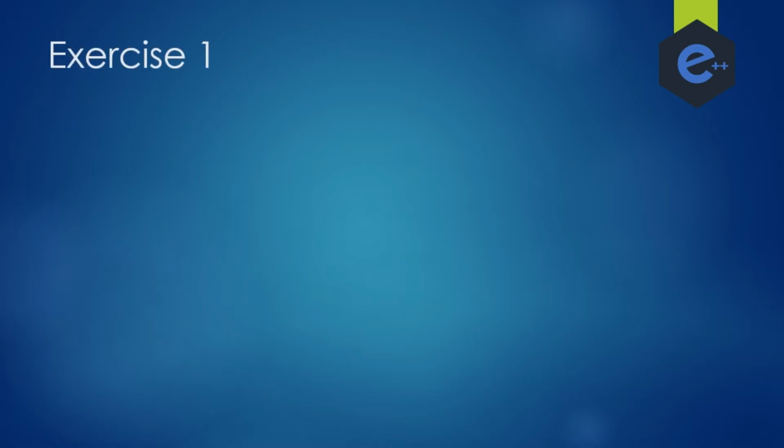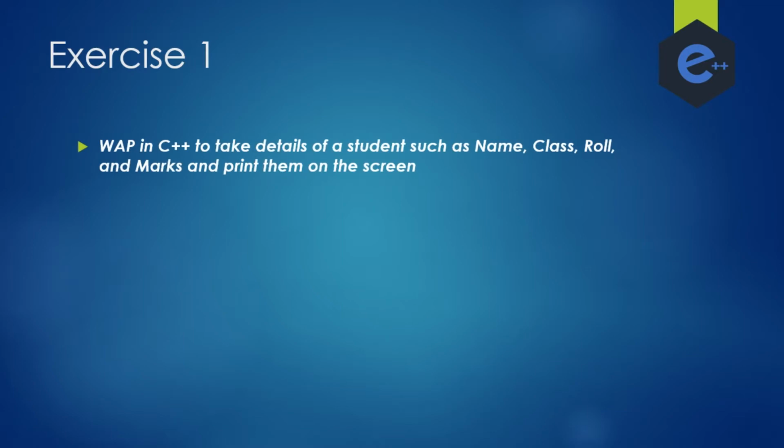So, the first question was, write a program in C++ to take details of a student such as name, class, roll and marks, and print them on the screen. In this situation, we need variables to store name, class, roll and marks of the student. Name is of type string. So, we will take string as data type for name.